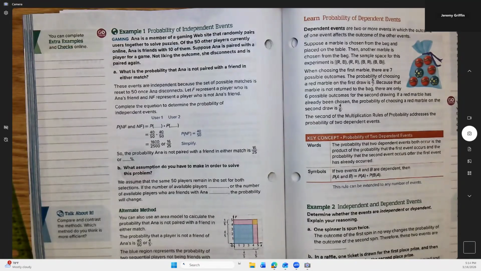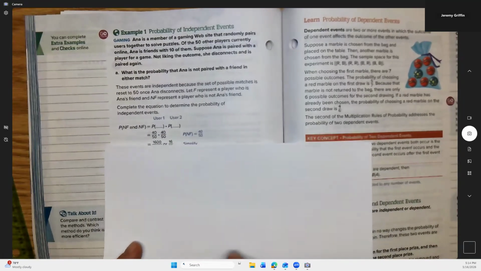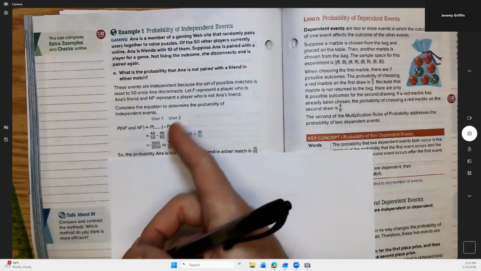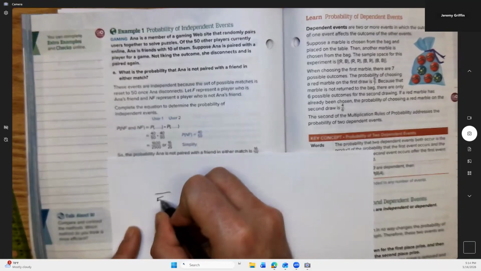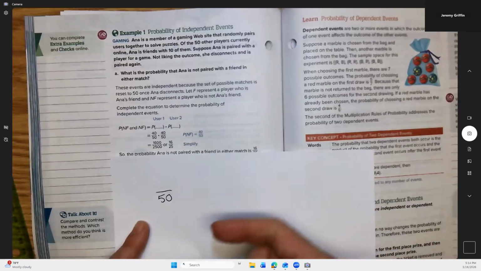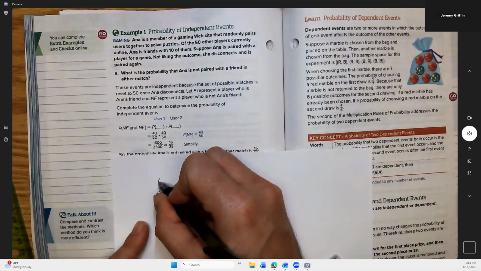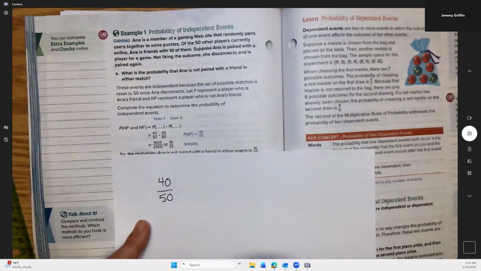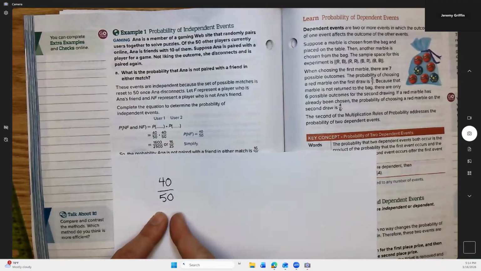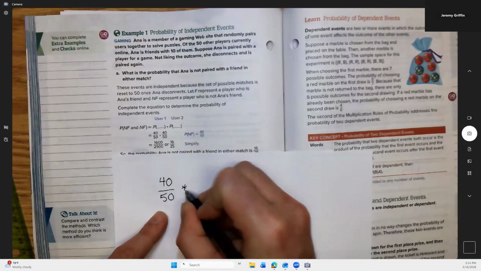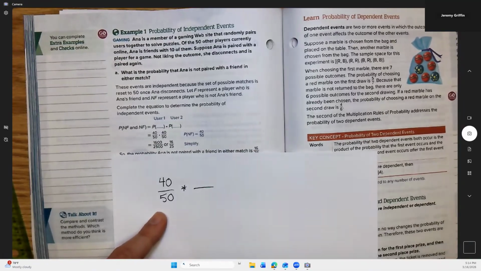Right, so you know that these are independent events because the reconnection has nothing to do with who she was paired with the first time. There are 50 other people playing this game. She's friends with 10 of them, which means she's not friends with the other 40. So the chance of being paired with somebody who's not a friend the first go round would be 40 out of 50.